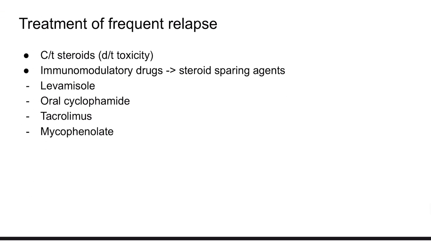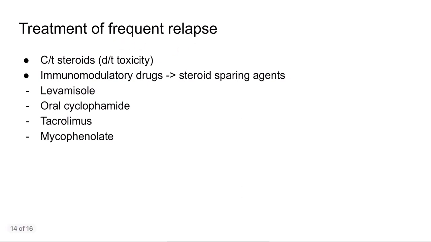Treatment of frequent relapses. So if a patient has frequent relapses, corticosteroid is usually contraindicated due to the toxicity that can be developed due to prolonged corticosteroid therapy. Now, immunomodulatory drugs are given, which are steroid-sparing agents, such as levamisole, oral cyclophosphamide, tacrolimus, and mycophenolate.